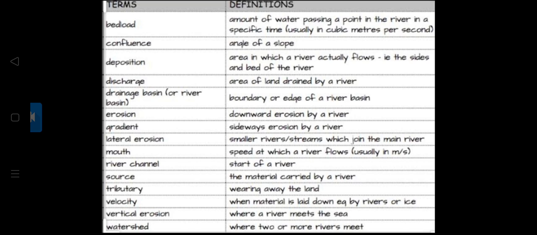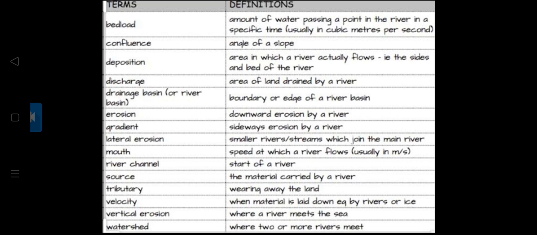Deposition, it is area in which a river actually flows, the sides and bed of the river. Discharge, area of land drained by a river. When we talk about discharge or drainage, it is the area of land drained by a river. Drainage basin, boundary or edge of a river basin.